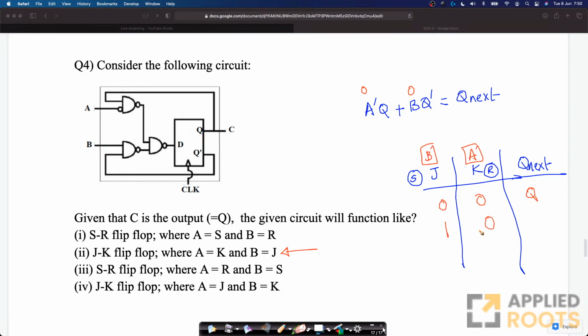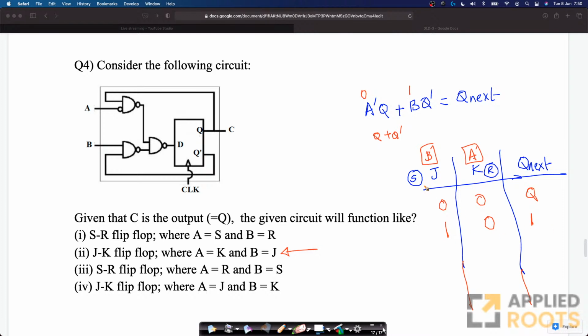Now we'll see all four possibilities, right? So if it is 1, 0, then what happens? Okay, let me just erase this. Again, you have to be careful because J and K are in a different order from A and B. So A is 0, B is 1. Now what happens? If this is 0, 0 complement is 1, 1 into Q is Q, and this is 1 into Q complement. So Q plus Q complement. Sorry, Q plus Q complement is 1. So you are getting 1.